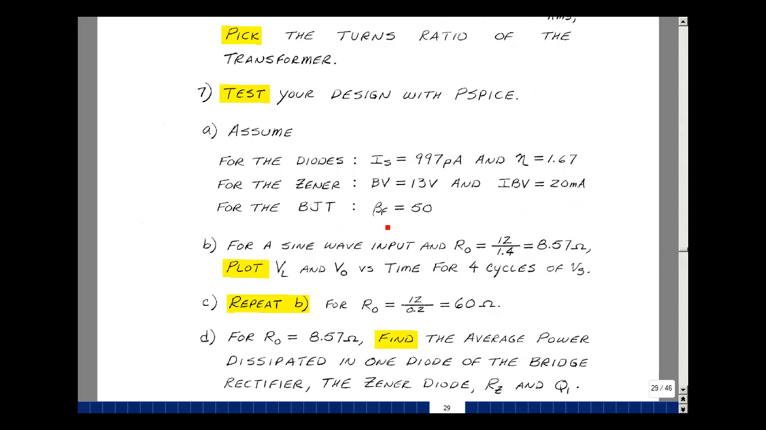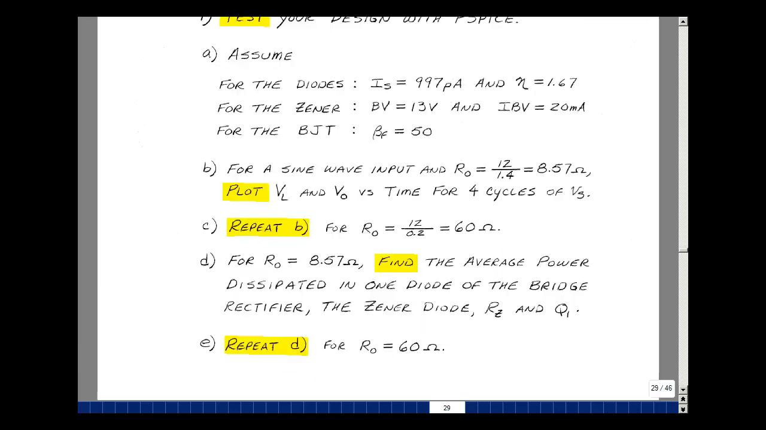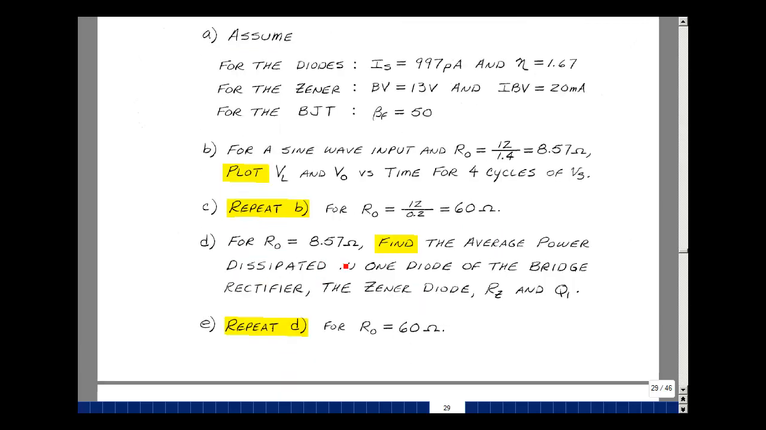And for the BJT, the beta F is equal to 50. For a sine wave input and R0 equal to 8.57 ohms, can you plot V sub L and V out versus time for 4 cycles of V sub S? And then repeat that for the 60 ohm load. For R0 equal to 8.57 ohms, find the average power dissipated in one diode in the bridge rectifier, the Zener diode, R sub Z, and Q1. Then repeat that for the 60 ohm load.